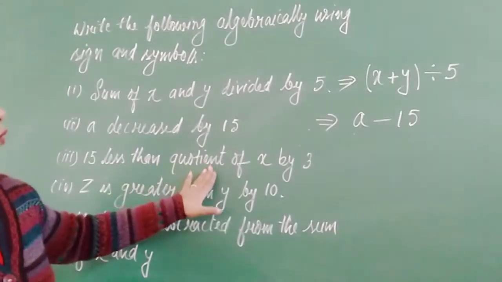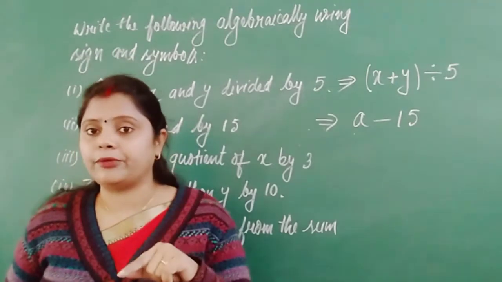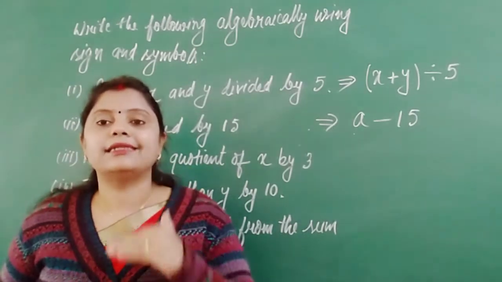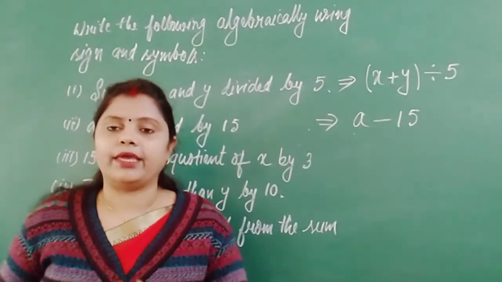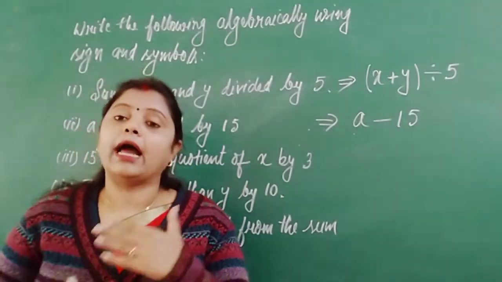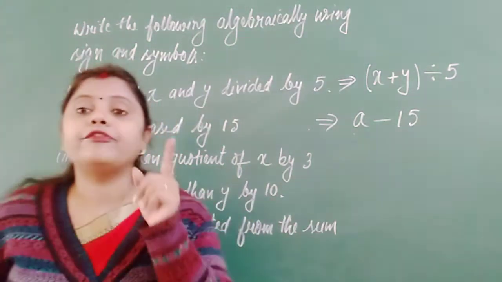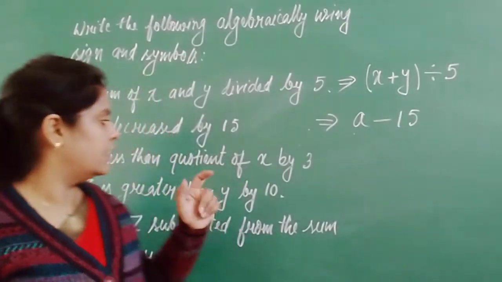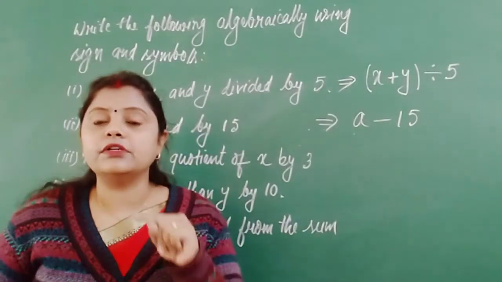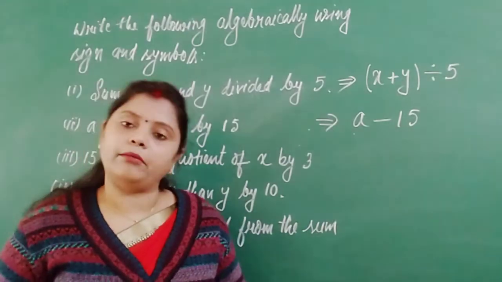15 less than the quotient of x by 3. That means we have to subtract, because they have said 15 less. Decrease, less, reduce, taken away: in all these cases we have to subtract. Increase, given more, added: addition is there. So here we have to subtract 15. But from where? That we have to see. We have to subtract 15 from the quotient of x by 3. That means first we have to divide x by 3 and then we will subtract 15 from that quotient.